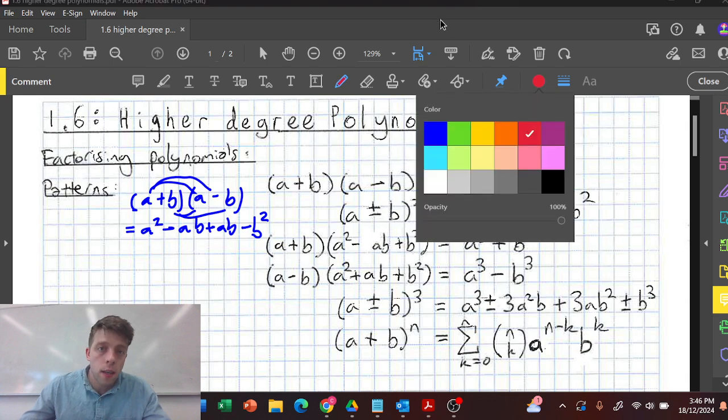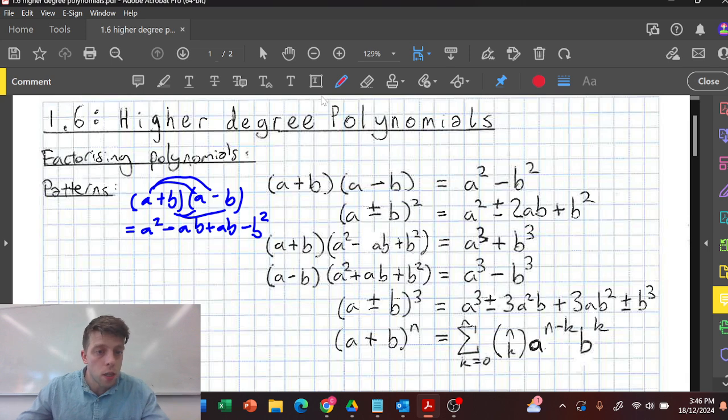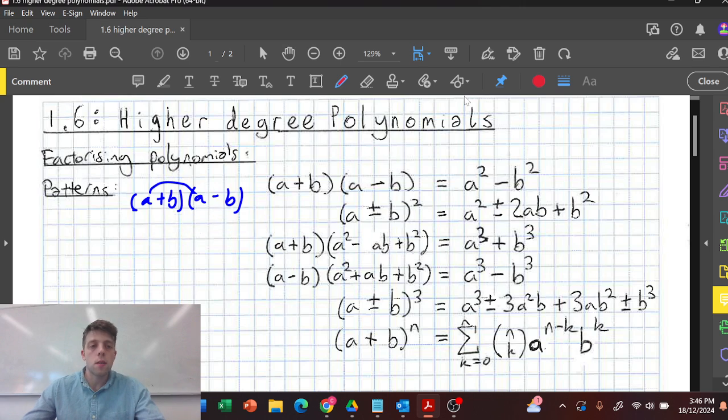So what we're going to notice here is that these two central terms are the same as each other. They cancel out, and we're just left with, as you can see here, a squared minus b squared. Yeah. So that's just a quick little proof of that. That's the difference of two squares there.